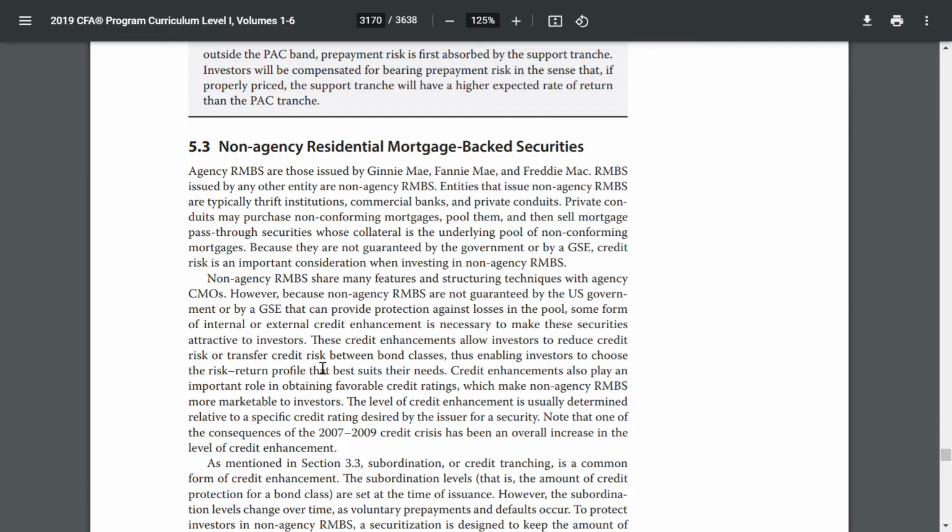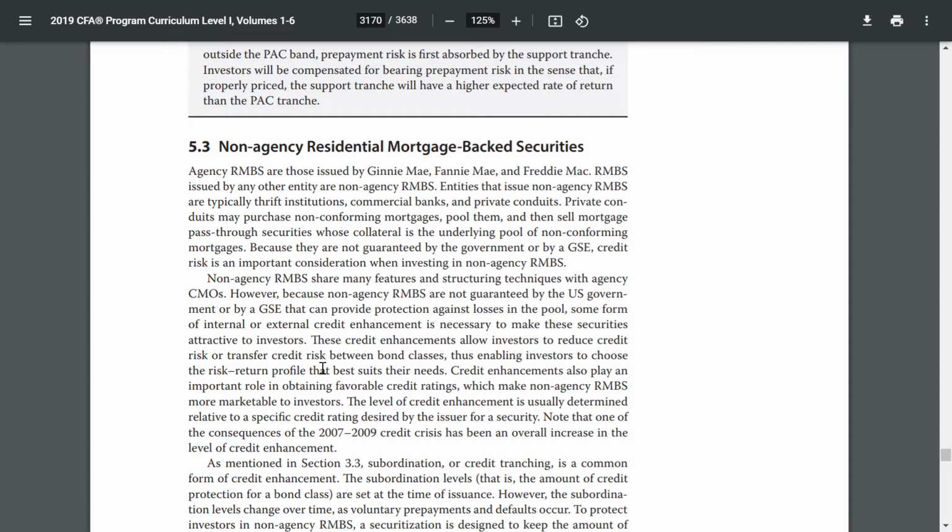government or by GSEs, government-sponsored enterprises or entities, that can provide protection against losses. Otherwise, some form of internal or external credit enhancement is necessary to make these securities attractive to investors. These credit enhancements allow investors to reduce credit risk or transfer credit risk between bond classes, thus enabling investors to choose the risk-return profile that best suits their needs.